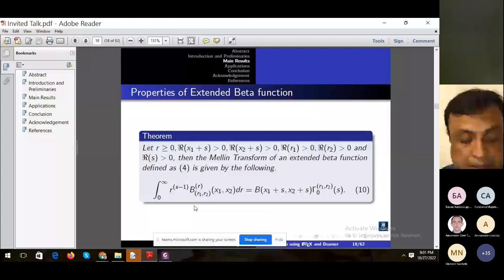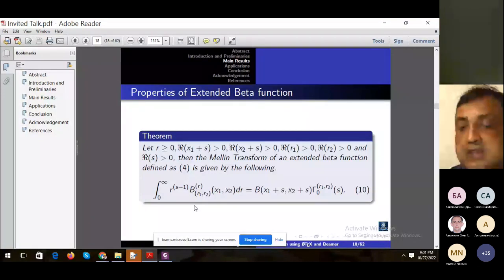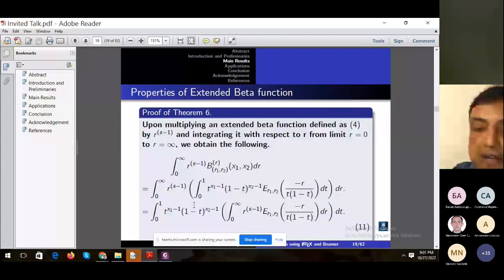Friends, when we are dealing with any kind of function, it is very, very important to know the asymptotic relationship and asymptotic behavior of the particular function. So the Mellin transform is a very important property of any new function. The Mellin transform of the extended beta function is defined by equation number 10. And when we are looking for the zeros, poles, and asymptotic behavior of the function, with the help of equation number 10, we easily find them. So we can easily understand the convergence or divergence of the function. I am going to skip the proof of this theorem.